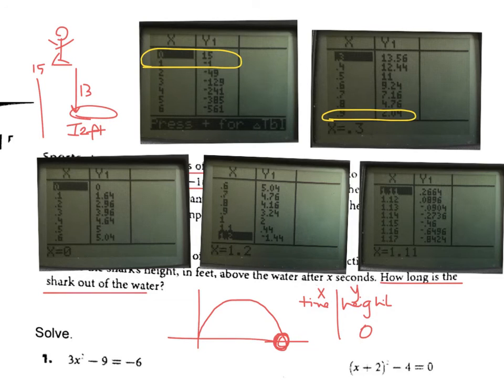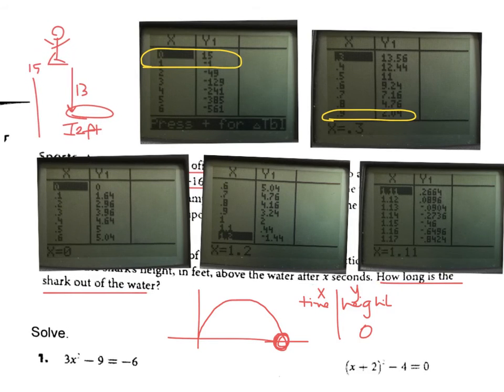Okay, this is a series of screenshots from my calculator, but notice that you do have this one part of the calculator that's going to give you 0 right here. I don't want that one because that's where the shark is starting, right? That's 0, 0, the starting point. I'm looking for where he lands. I notice to begin with that the shark is going up, the values are increasing, and then we're coming back down. So it looks like somewhere between 1.1 and 1.2 is where he's going to hit the water.